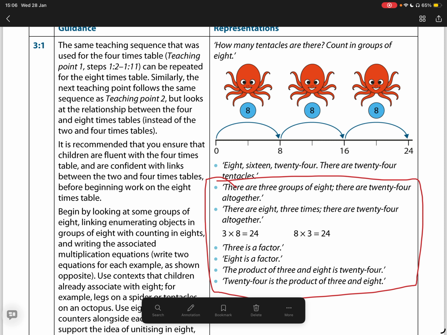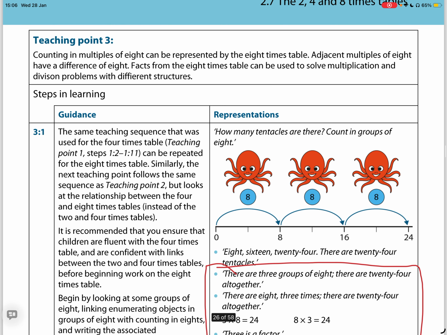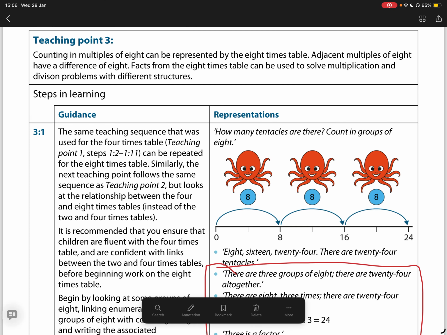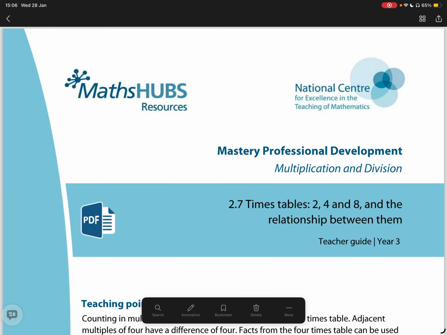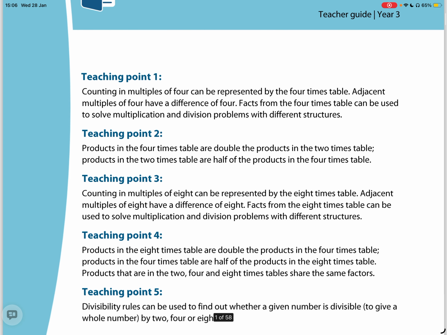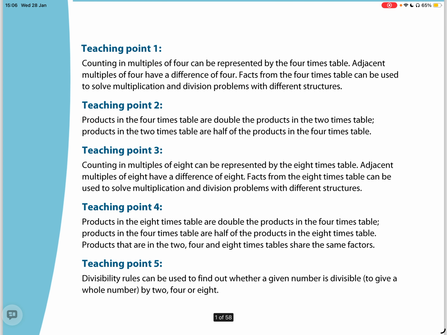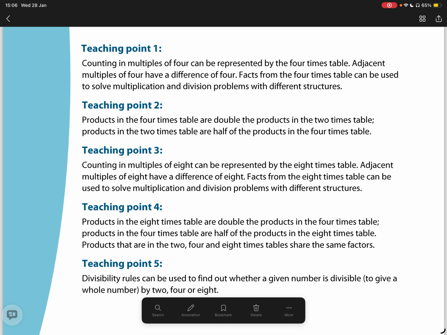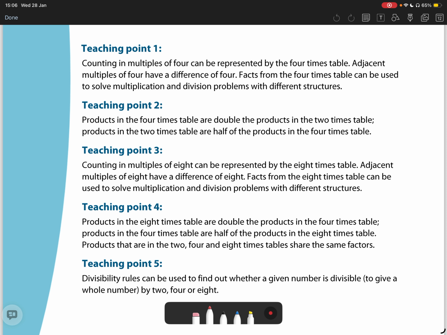Now you can see that the bit I've highlighted is the sentence stems. So the guidance starts off, and I've gone straight to teaching point 3, which is the one that talks about the 8 times table. In fact, I will show you that. So if I go back to the start, you can see the 5 different teaching points. I just want to teach that first bit, counting in multiples of 8 can be represented by the 8 times table. So it's just this bit here that I am looking at in this first session.